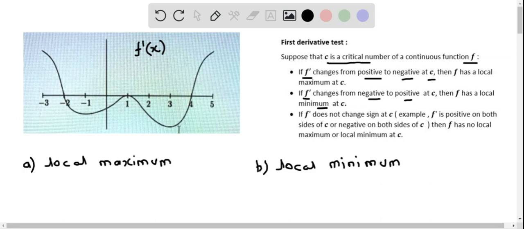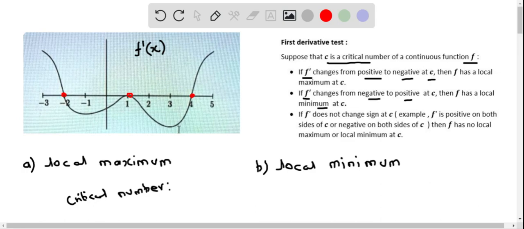So first, let's utilize this first derivative test to determine the local maximum and local minimum. First, I'm going to determine the critical points of this function. Remember, the critical point or the critical number is where the derivative is zero. So looking at the graph, we can see that at x equal to negative 2, x equal to 1, and x equal to 4, the derivative function is 0. So these are the critical points.